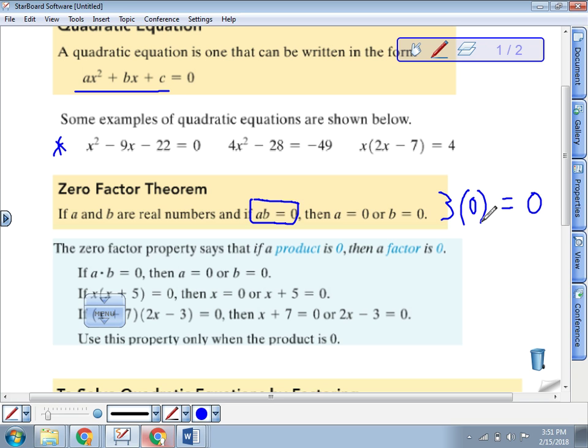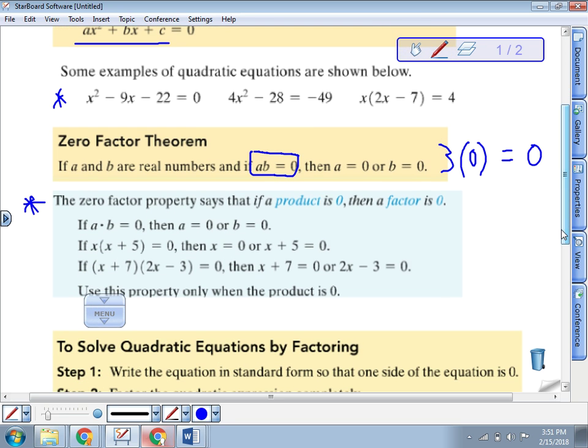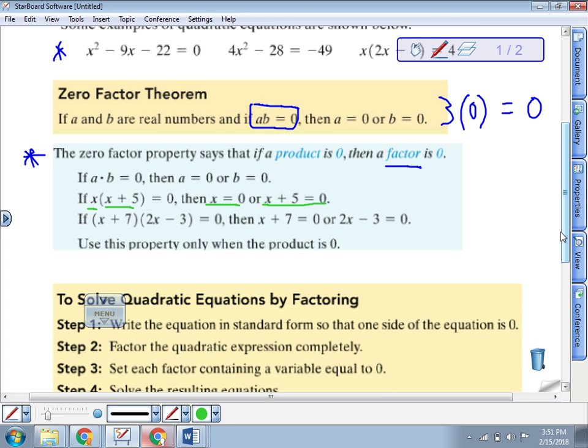So when we're factoring, this is kind of the same idea. If the product is 0, then a factor is 0. Look at this example right here: x times (x plus 5) equals 0. Then either x has to equal 0 or x plus 5 has to equal 0. When we're solving these by factoring, we have a product of factors, and one of them is going to have to equal 0. You're going to see why that's really important in a second. And again, this is only true when the product is 0.